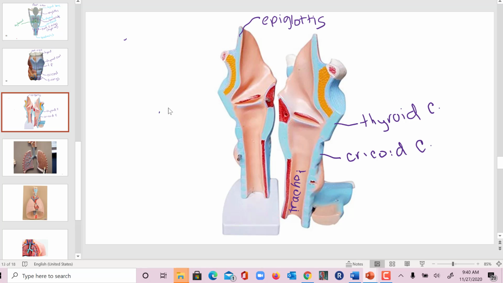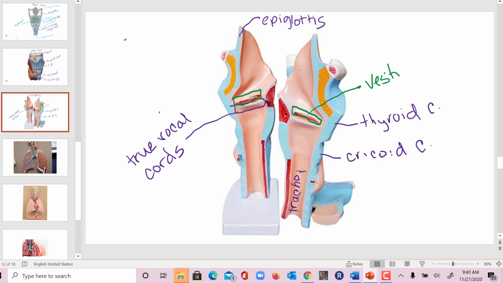Now you can see this structure here I'm circling around. It's in white. Your true vocal cords are white because they are avascular. That means they don't have a blood supply. But up here that I will circle in green, we're also seeing some folds in the mucosa, and those are called your vestibular folds, also known as your false.